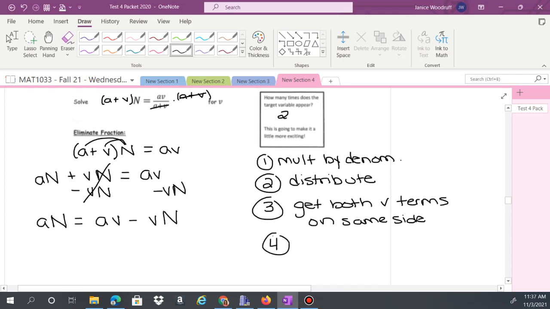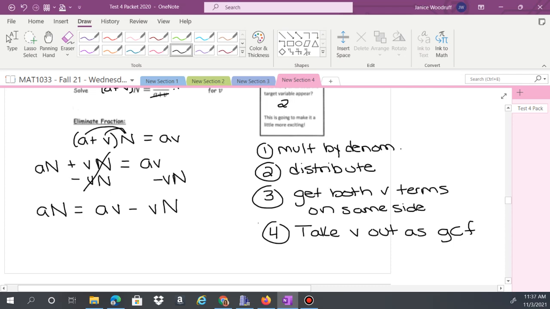Okay, now you're going to take v out as a GCF. So if I divide both terms here by v, that's going to give me v, then it cancels off of both of these. So a minus n. And then finally, I will divide by a minus n.